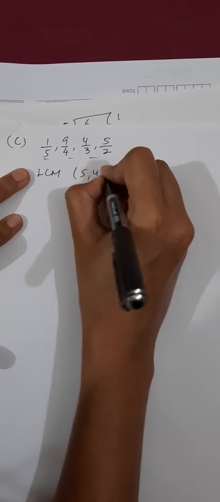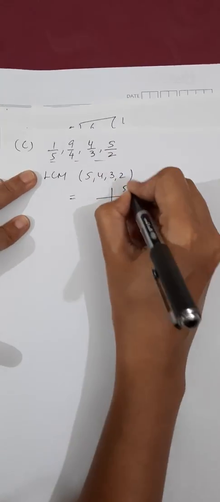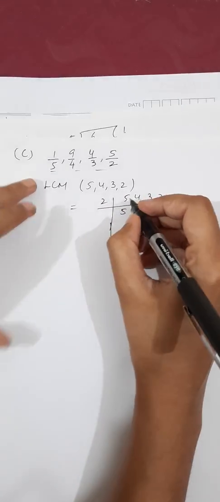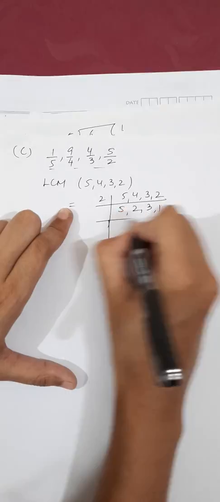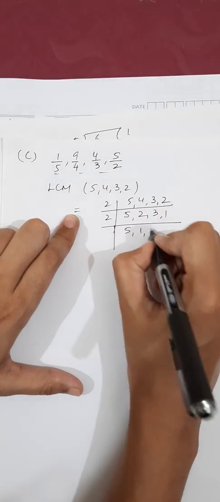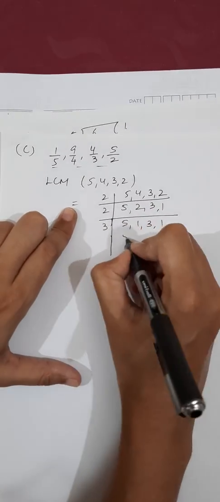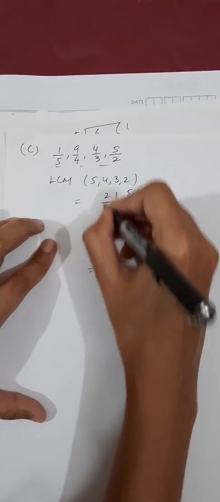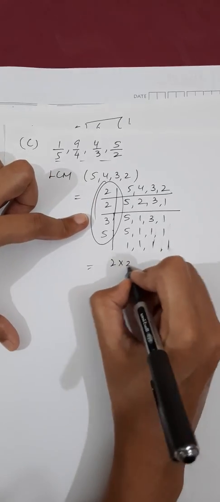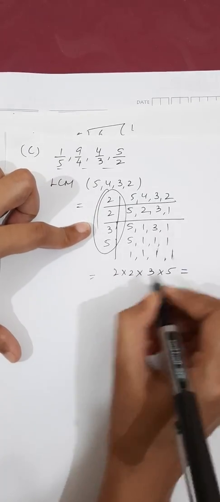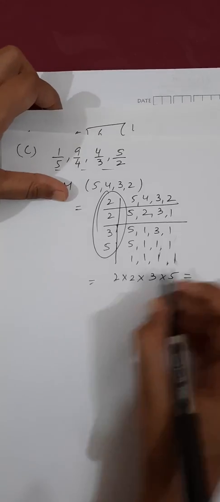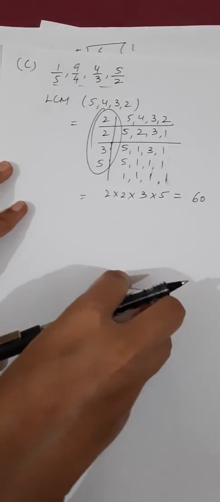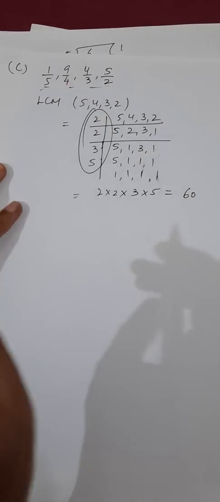5 4 3 2, 5 4 3 2, 2 1s are 2, 2 2s are 4, 3 and then 1. Then it will go on 2, 5 1 3 1. Then it will go on 3, 5 1 1 and 1, and then it will go on 5, 1. Right? So the product of these numbers 2, 2, 3 and 5, what will come here? 15 4s are 60. So my new denominator is going to be 60. All these have to be same.